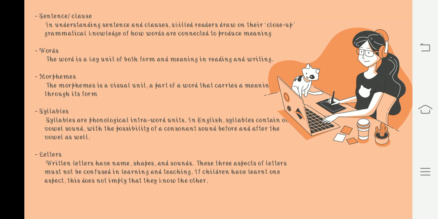Written letters have names, shapes, and sounds. These three aspects of letters must not be confused in learning and teaching. If children have learned one aspect, this does not imply that they know the others. For example, learning the alphabet as a set of letter names A, B, C, D, and others.